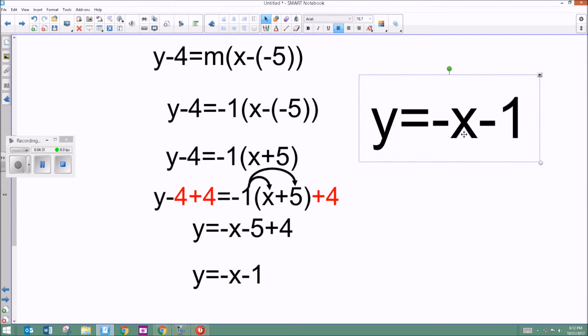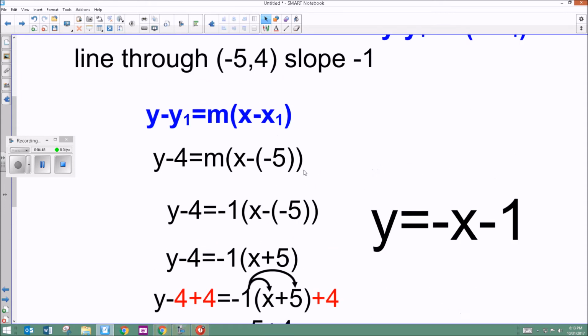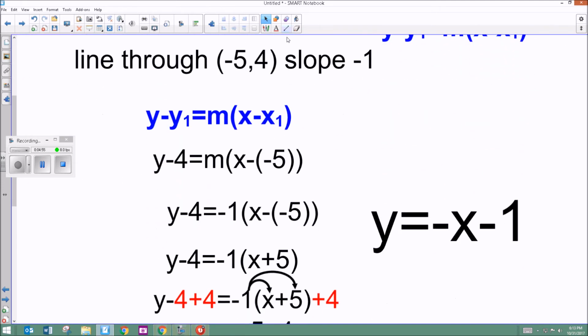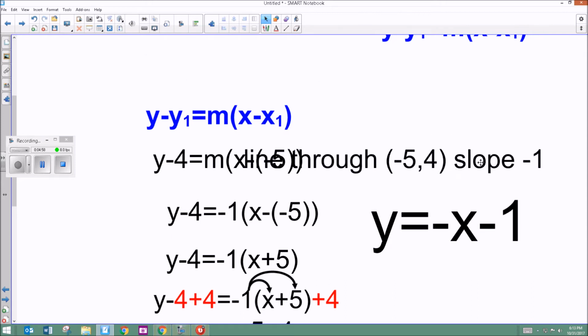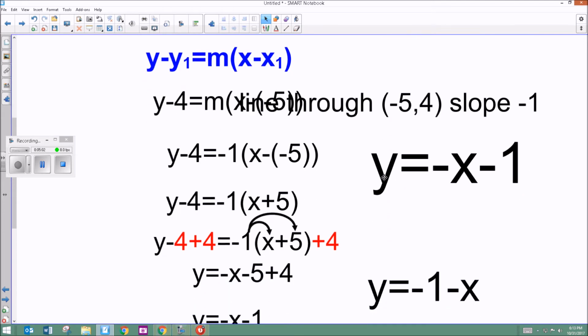y equals negative x minus 1, which we can also write as y equals negative 1 minus x. Either one of these answers is fine. You might see either one. But this is the slope-intercept form of the line through the point negative 5, 4, with a slope of negative 1.